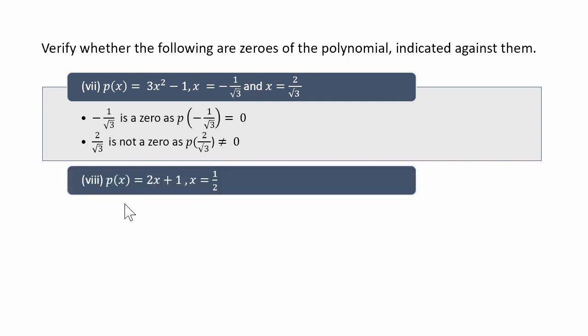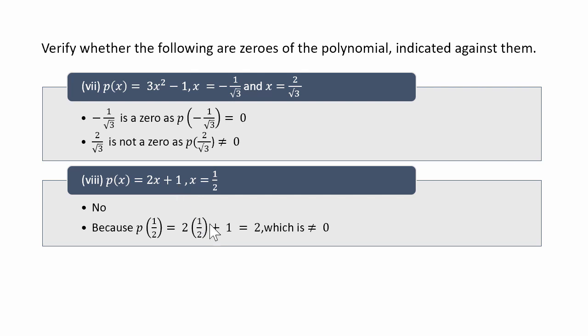Final one. P of x is given as 2x plus 1 and the x value is half. If you substitute the value of half in this, you can see 2x becomes 1, and 1 plus 1 is 2, which is not 0. Hence it's not a zero. So x equals half is not a zero of this particular polynomial.